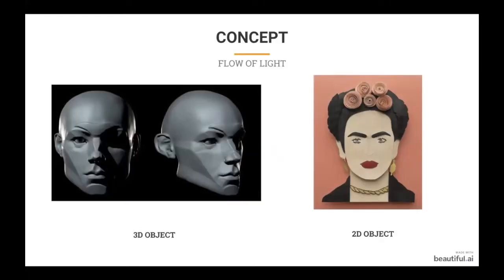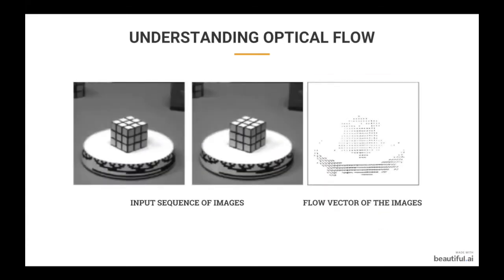The concept of it is, if you have a basic understanding of light and shadow, we know that light interacts differently on a 3D object as opposed to a 2D object. So taking this difference in the flow of light in a 2D object and a 3D object, we can assume that we are able to differentiate between a 3D object and a 2D object based on the flow of light. So that's what optical flow basically is.